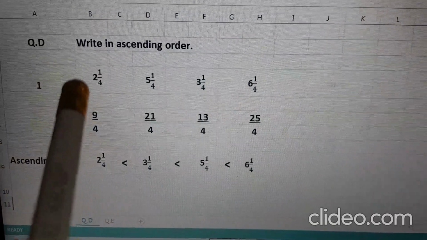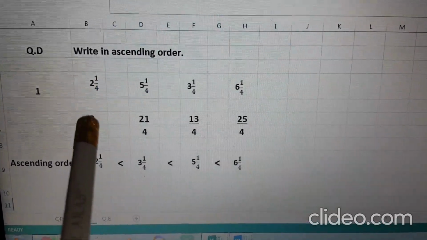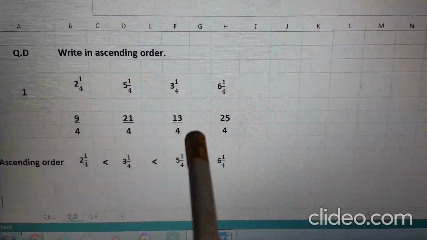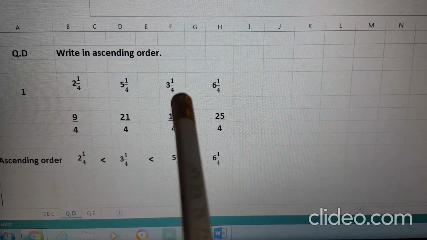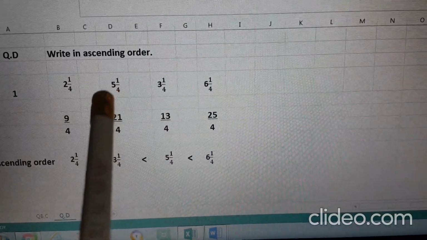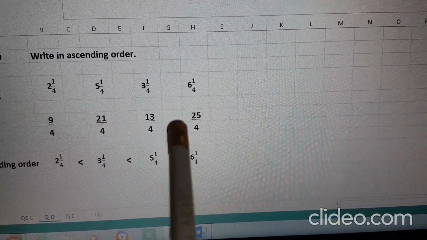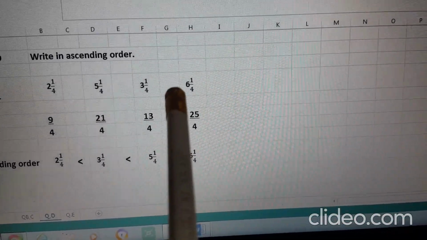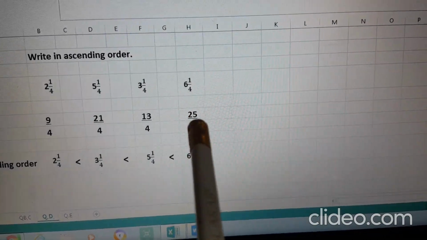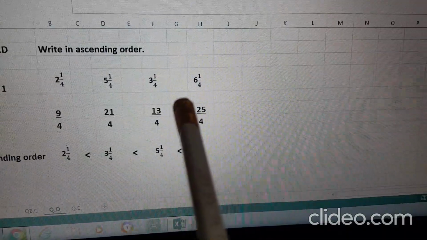So we will write the corresponding fraction of 9 upon 4, which is 2 whole 1 by 4. Then 13 upon 4. So we will write 3 whole 1 by 4. Then 21 upon 4. We will write 5 whole 1 by 4. So in the last we will write 25 upon 4. The corresponding is 6 whole 1 by 4. This is the ascending order of the given fractions.